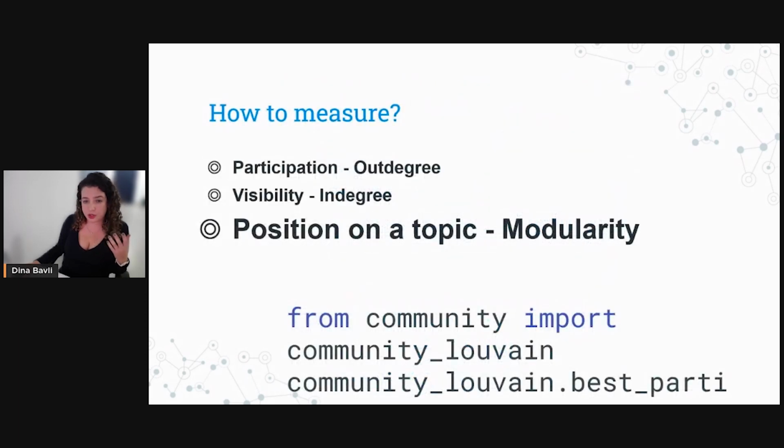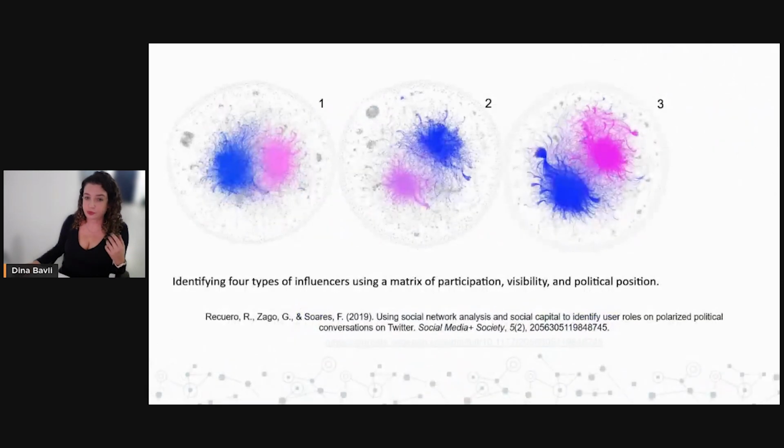So when we're actually talking about this position on a topic, we're searching for the modularity of it, to see the communities. So the community can actually change. We can see the modularity through 3 days around the election, that it doesn't look the same. People can change their views, but as long as they have a specific position on a topic, this can be used to identify them as a specific type of influencer.